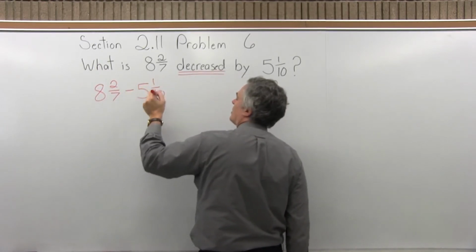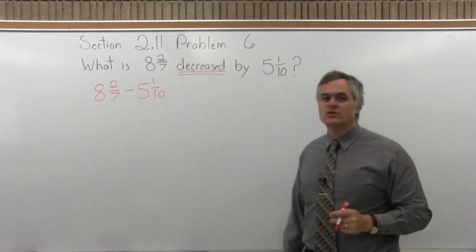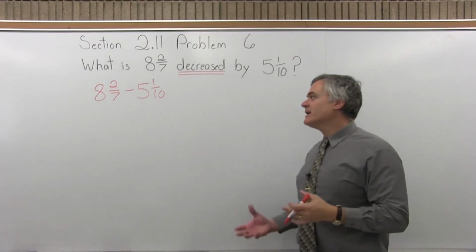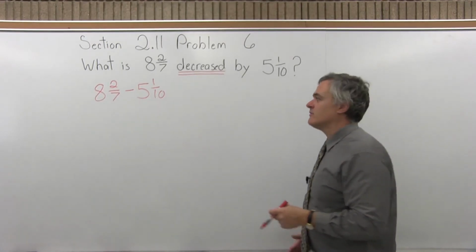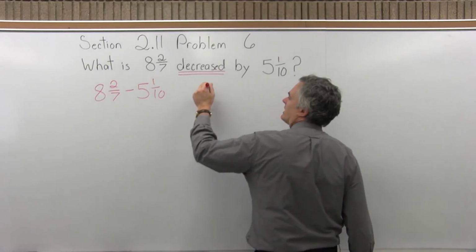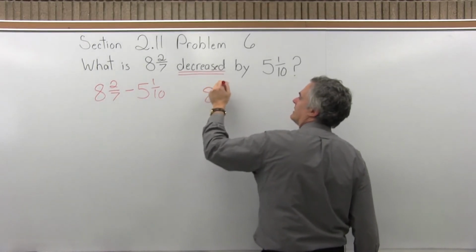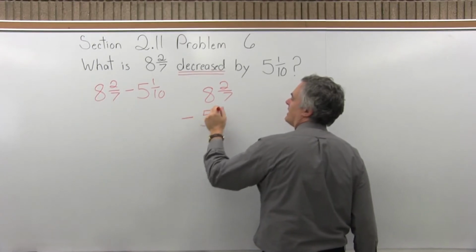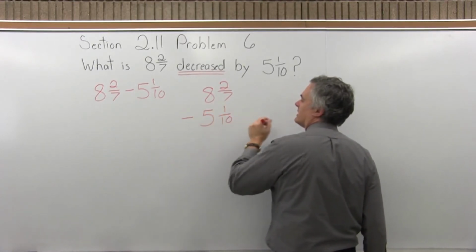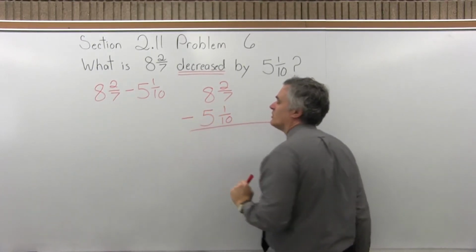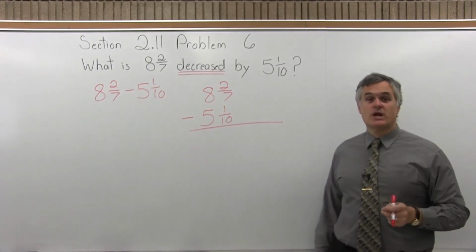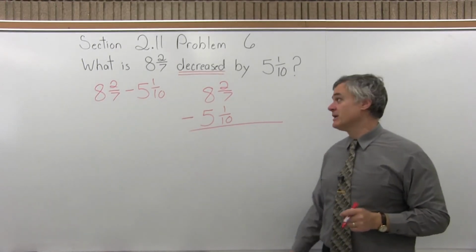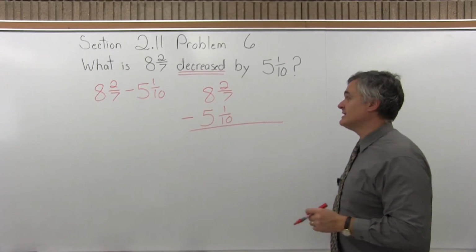And like the past couple of problems, writing it side to side is fine, and you can find the answer that way. But I find it easier to write it vertically. I like the vertical format. So I am going to write 8 2/7 minus 5 1/10 vertically like this. So in order to do a subtraction like this, I need to find common denominators. So my denominators now are 7 and 10.